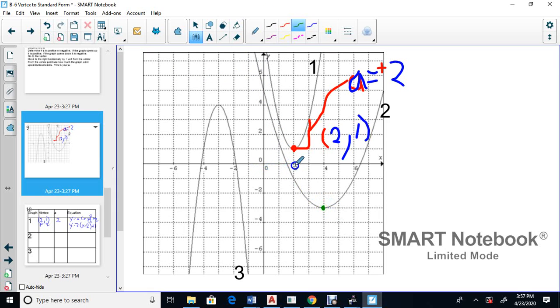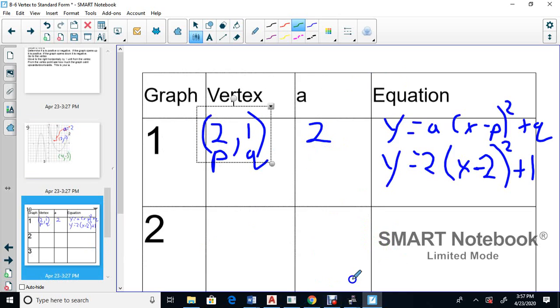Okay, let's see. 1, 2, 3, 4, comma. We go down 1, 2, 3. Our vertex is 4 this way, 3 down this way. Let's fill it in our table here: 4, comma, negative 3. Again, you guys can always jump ahead of me. Don't have to wait for me.